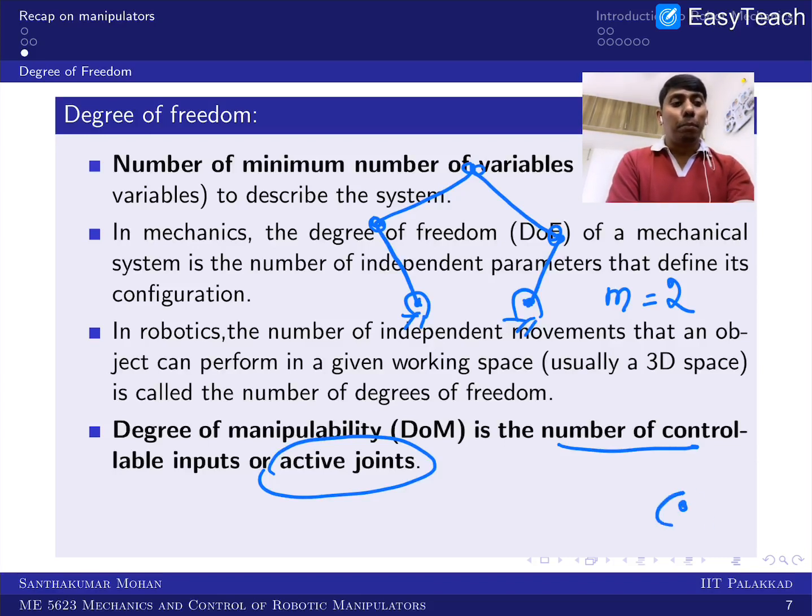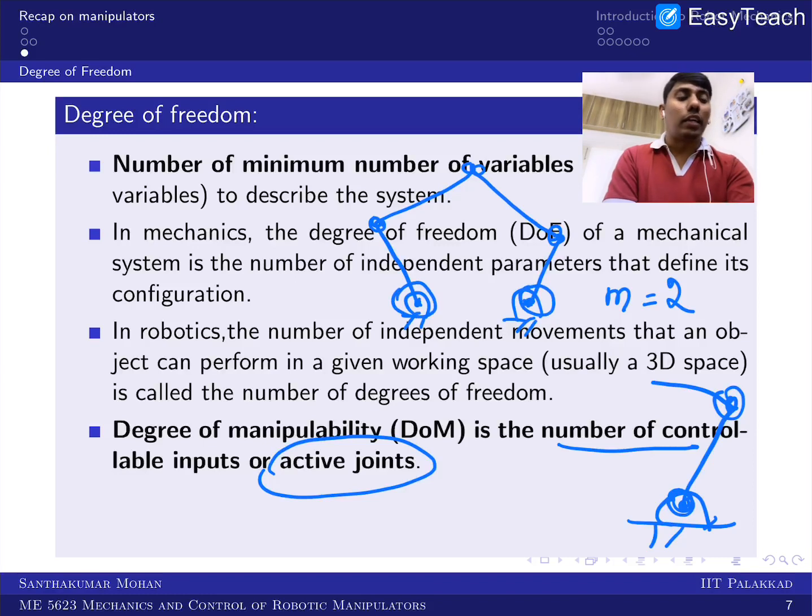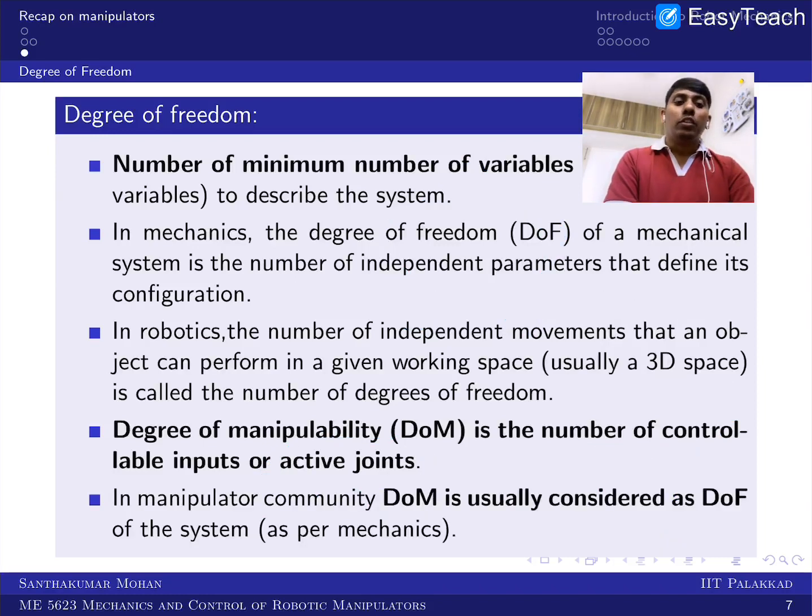If it is a simple 2R manipulator, then these 2 joints are going to be active, in the sense that you would have a motor attached at each. But what the robotic community predominantly calls the degree of manipulability is nothing but the degrees of freedom. Why is that possible? We are talking in terms of mechanics. Mechanics says it is the number of independent parameters that define its configuration. If that is true, the number of independent variables will come from the number of active joints. That's why we take them as synonyms, where degree of mobility, or manipulability, is equivalent to degree of freedom.